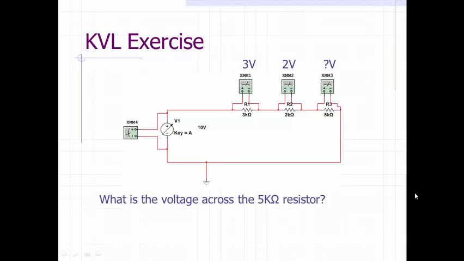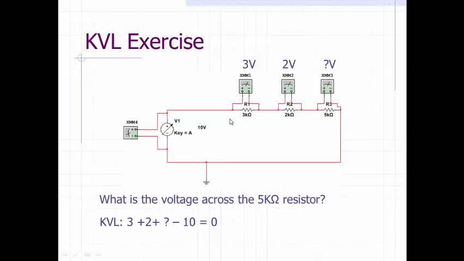Let's look at this KVL exercise. In this circuit, their question is, they want to know the voltage across the 5k ohm resistor, this one. So what we know is, we know the 3 volts, 2 volts across 3k ohm and 2k ohm, and the power supply is 10 volts. So how to get the voltage across this 5k ohm? Let's use the KVL.